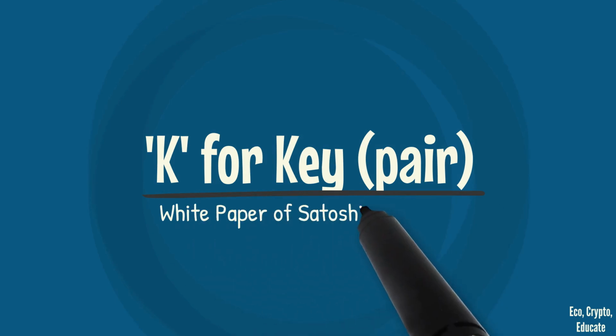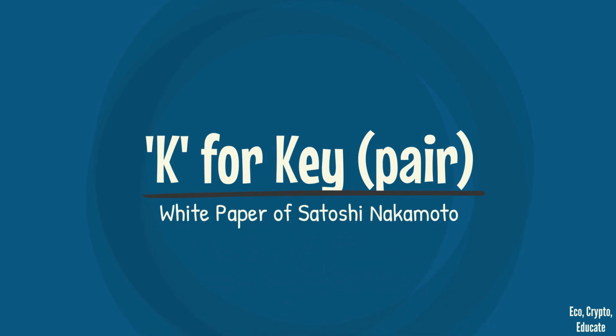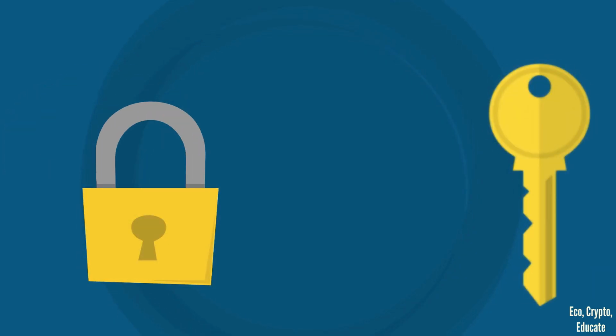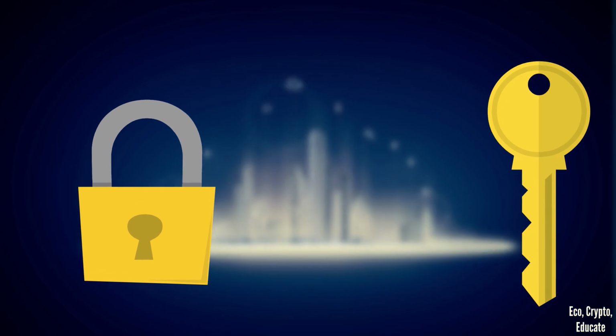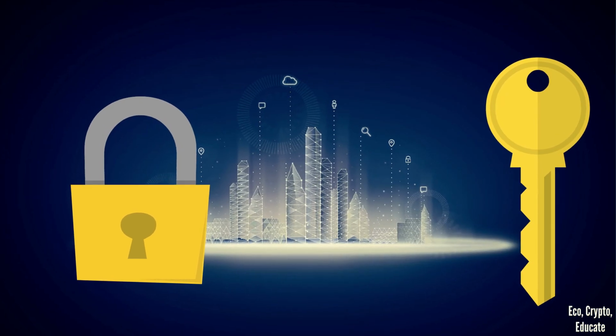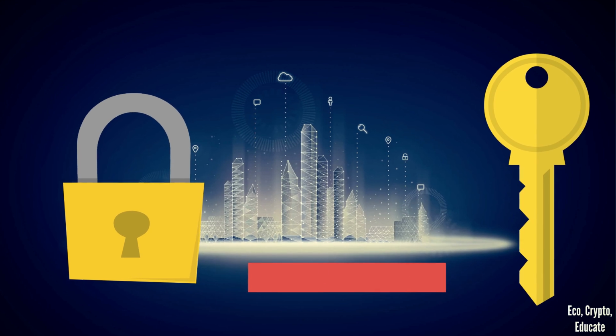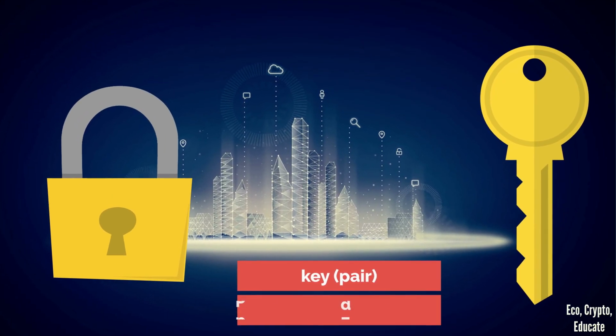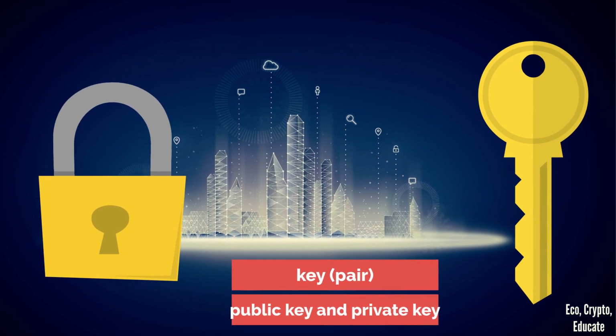Key pair. A lock keeps your things safe and you need a key to unlock it. Similarly, when you use the internet, you need a key to keep your information safe. This key is actually called a key pair as it's made up of two parts, a public key and a private key. The public key is like a lock.